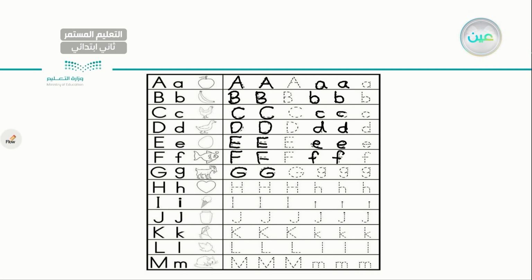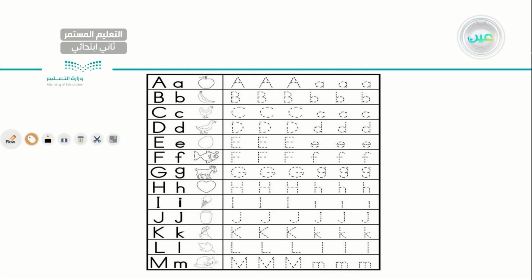G for goat, again capital and small letter. H, heart. I, ice cream. J for jar. K, capital and small for kite. L, capital and small, leaf. M, capital and small for mouse. Okay, so try to download or have some of these worksheets and trace or copy the letters.